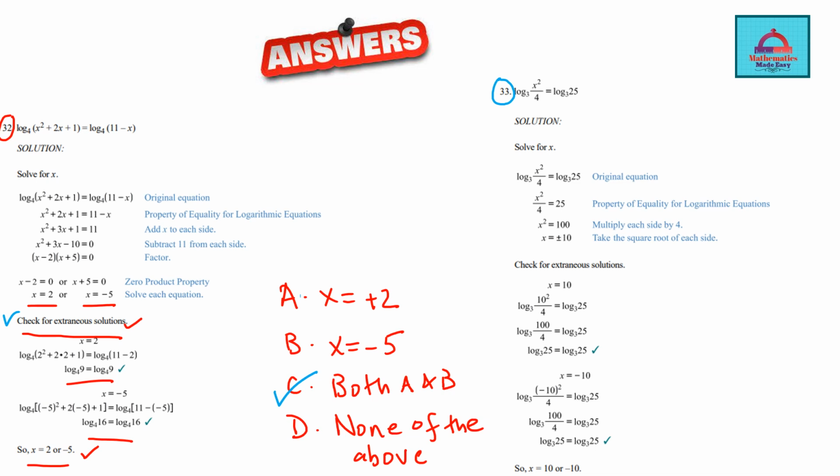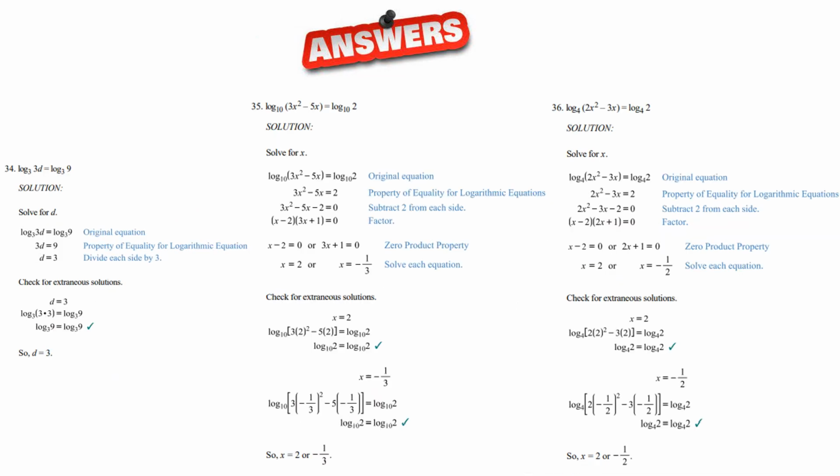Similarly, solve question 33, check for extra roots. There are two roots you got, plus 10 and minus 10. Here both of them satisfy, so both are the roots of question 33. Moving further, I am showing you the detailed solution and the answer key of question 34, question 35 and question 36. So double check your answers for extra roots.